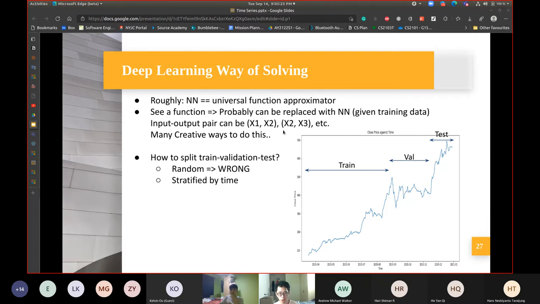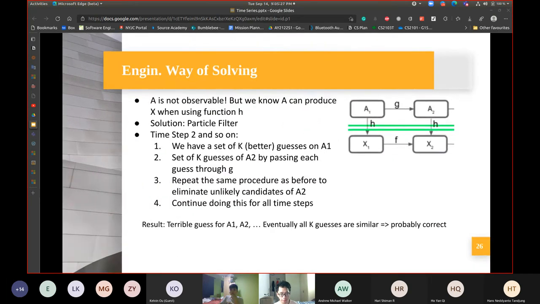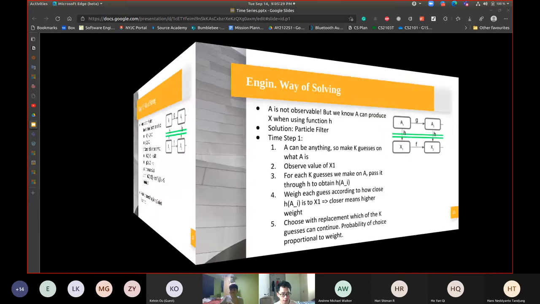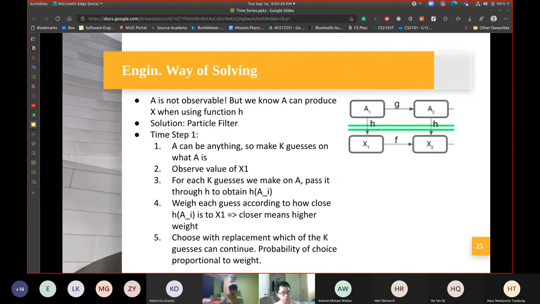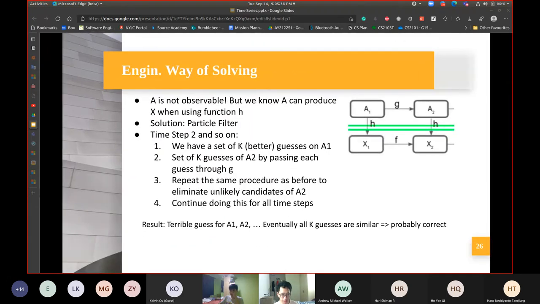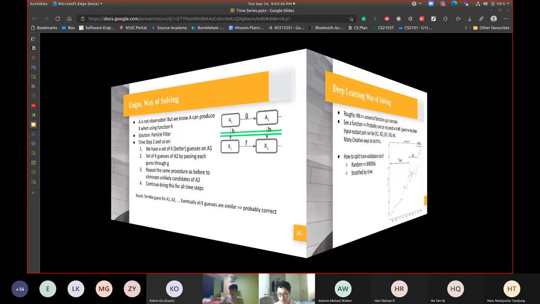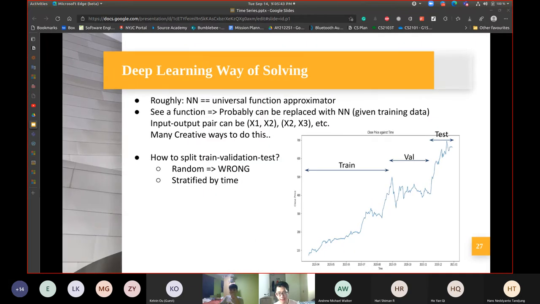So actually the deep learning approach of solving is super popular today. These two approaches, the particle filter and the search, are there, but very rare. I think I only saw one filtering approach for time series recently. Yeah, because deep learning is all the rage these days. But the reason I've included them is only for some people to maybe be able to relate to the method better.